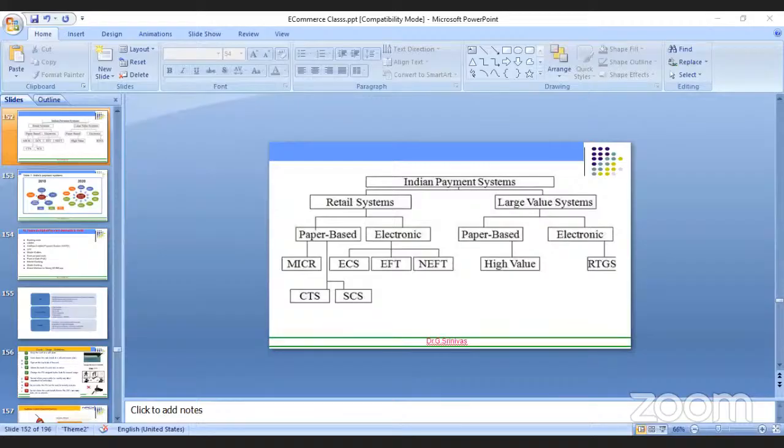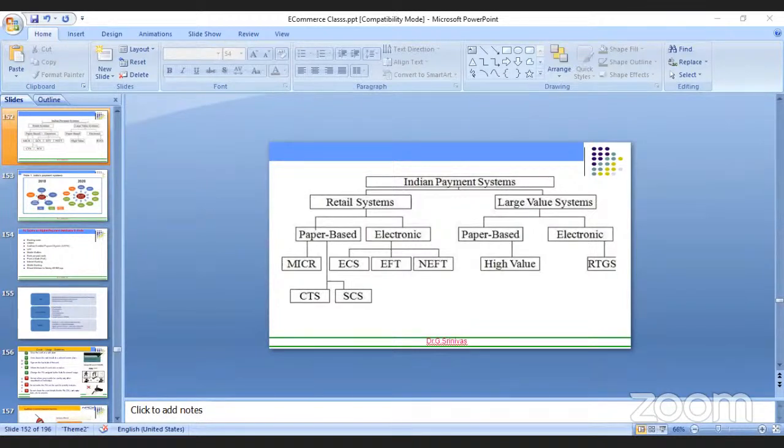Last class. Right? Today we are going to discuss Indian payment systems. What are we going to discuss? Indian payment system. See, in India we can see two types of payment systems. One is retail payments, meaning the amount is below 50,000, 1 lakh, or 10,000, 5,000, 10 rupees, 100 rupees, all these come under retail payments. And large value payments. Large value means if the amount is in lakhs or crores, they are called large value systems, right?